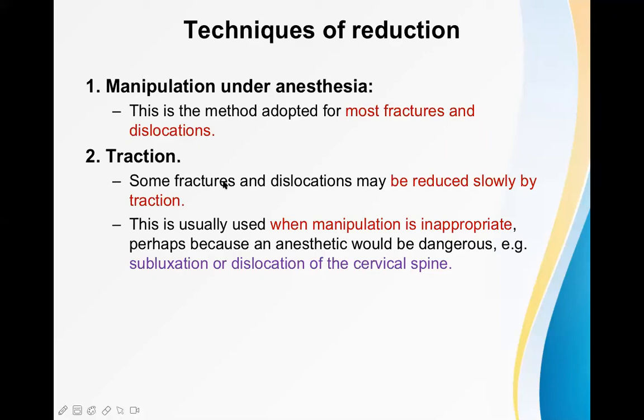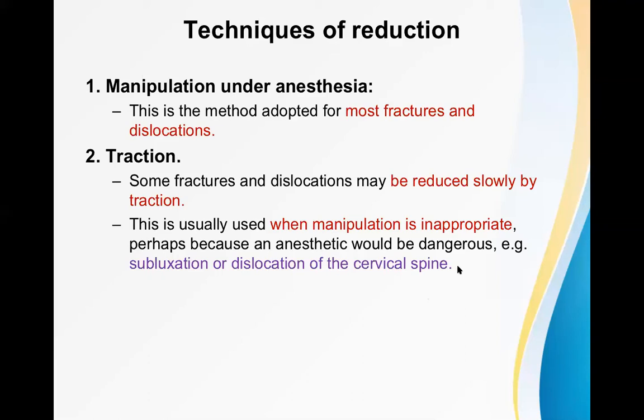Second thing is traction. Now, see here, what do you mean by this? Some fracture and dislocation may be reduced slowly by traction. And this is usually used when manipulation is inappropriate, perhaps because an anesthetic would be dangerous, like subluxation or dislocation of the cervical spine. In cervical spine injury, anesthetic would be dangerous. There are multiple reasons we can give here.